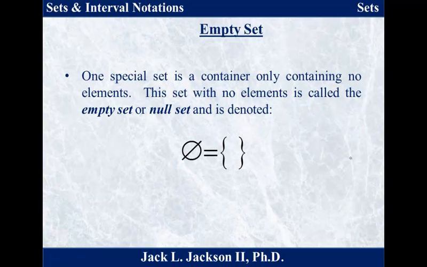One special set is a container containing no elements at all. This set with no elements is called the empty set or null set, and is denoted either with the braces and just nothing in the middle, or with this kind of circle with a slash through it for the null set or empty set.